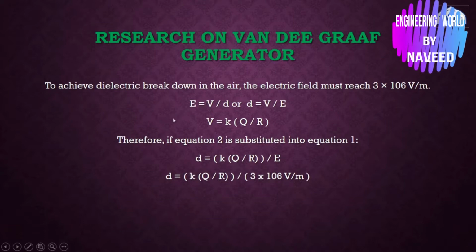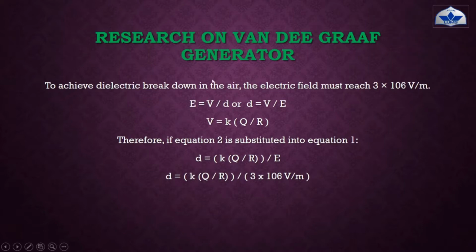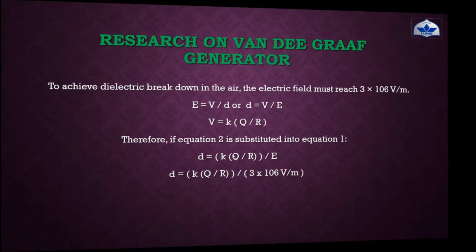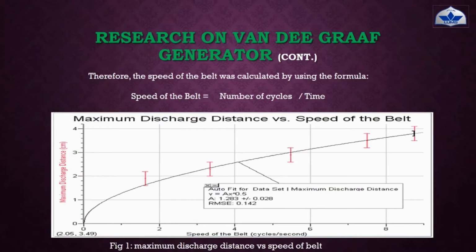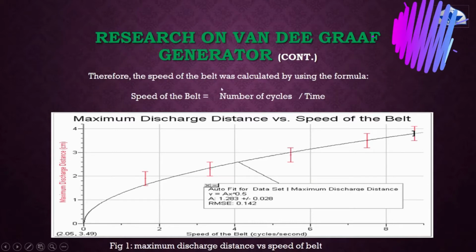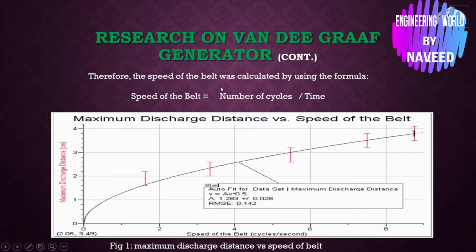Therefore, if we substitute this equation into equation 1, we get this equation. And here we know that E is equal to 3 multiplied by 10 power 6 volt per meter. This is the graph which I took from that research paper. It shows the relation between the speed of the belt and the maximum discharge distance. The speed of the belt is just the number of cycles per second.